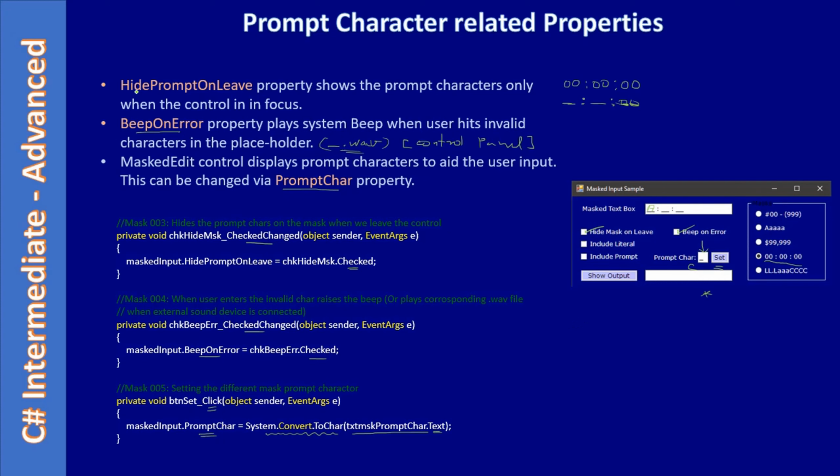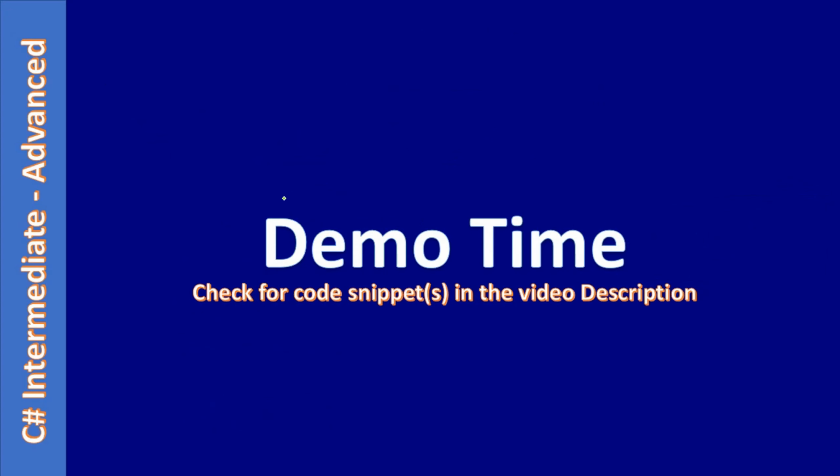All these three properties are related to the prompt character. Hide prompt on leave: when it is checked, the prompt character will be displayed only when the control is in focus. Beep on error: the system error sound will be played when a wrong character is keyed in. Then for the masked edit control, the prompt character we can change using the PromptChar property. Now we will go to the demo and experiment with this.